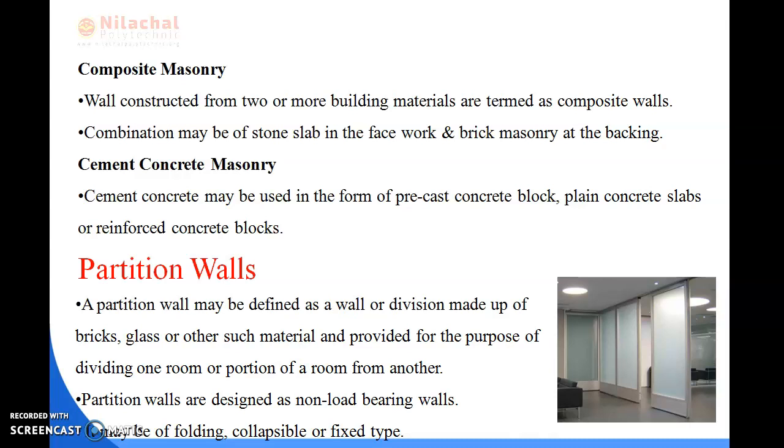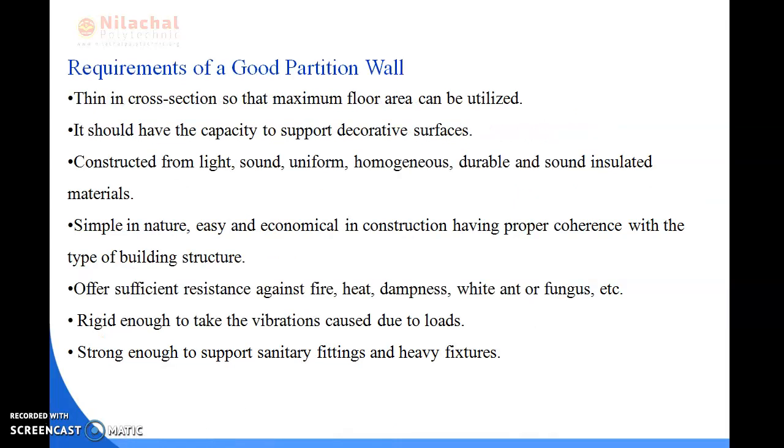Okay. In your houses or in your offices, you have seen partition walls that have been constructed, made up of bricks, glass or any other type of material, and mainly provided for the purpose of dividing a bigger area into smaller portions. Okay. So this is known as partition walls.